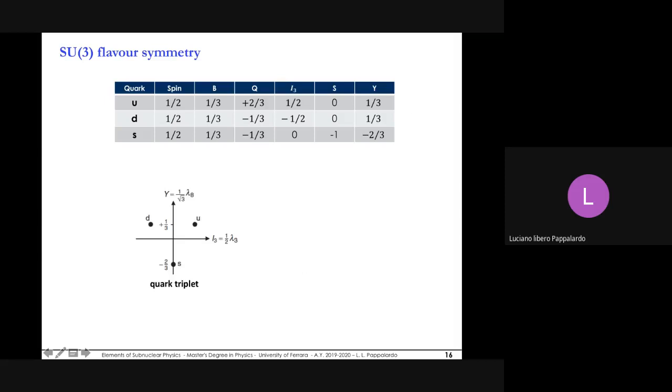And we can represent these numbers, these quark or flavor triplets, in this plane where you have the third component of isospin and hypercharge. So the up quark has 1/2 isospin and 1/3 hypercharge. The down quark has minus 1/2 for the isospin and still 1/3 for the hypercharge. And the strange quark has 0 isospin and minus 2/3 of hypercharge. What about now the antiquarks?